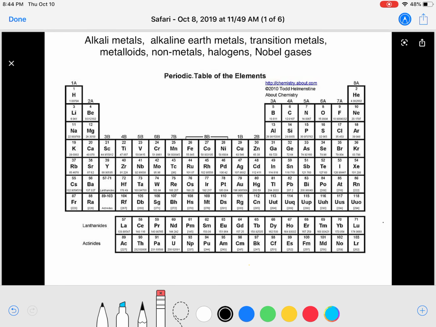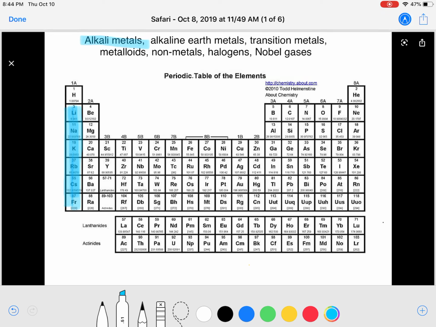Alright, so we are back to looking at the periodic table. So we're going to go over what each of these groups means. Some of the words that we go over you might not know right away, but we're going to go through definitions as well. So we're going to start with the alkali metals. So remember, that's the first group that we have here, our alkali metals.